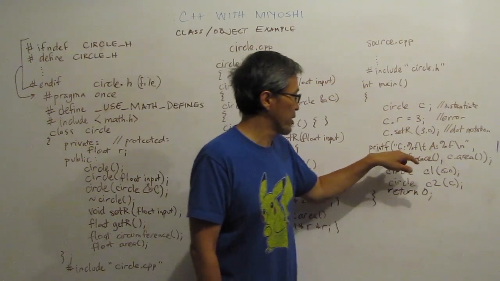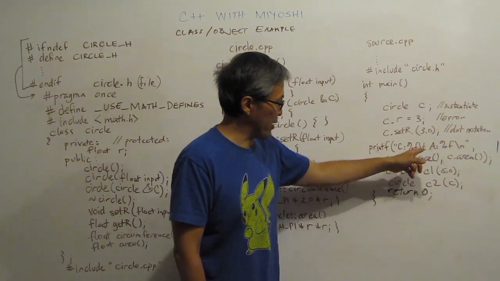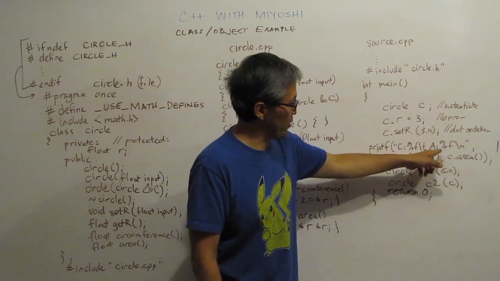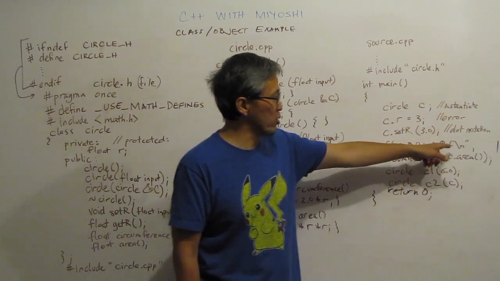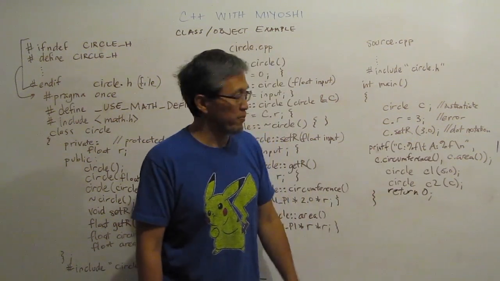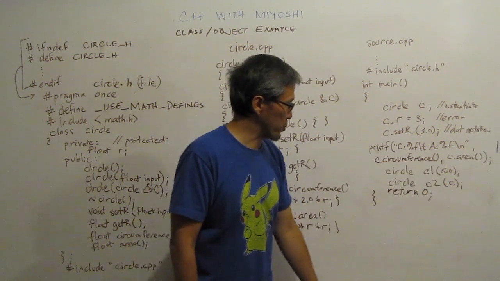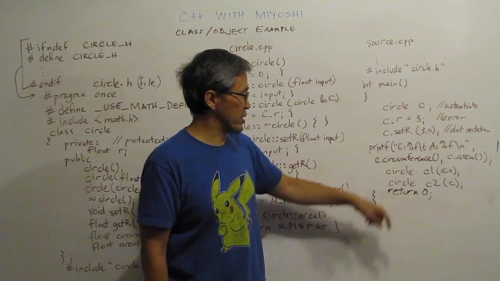So I have printf, I have my circumference, just a label C for circumference, my %f for my float, a tab between them, my area, label for the area, my %f for my placeholder for my area, and then a new line for my output. And then I'm just going to do this, the dot notation again, c.circumference, open close parentheses, that calls the method or the function for the circumference.